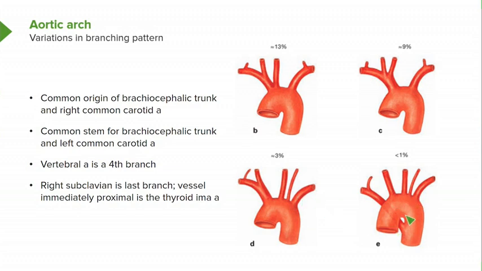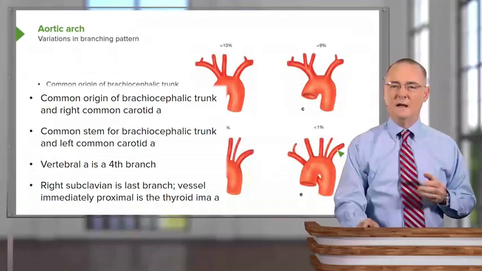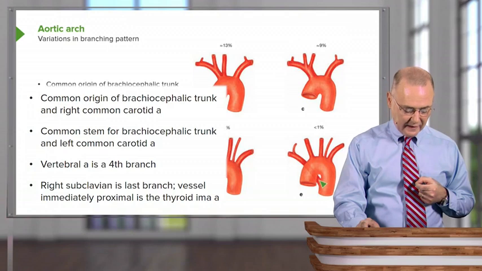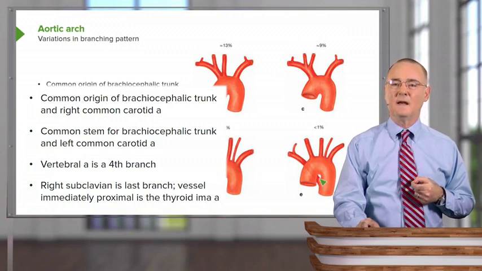The most unique variant is the last image that we see. Here we have our right common carotid being the first branch of the aortic arch. We have then our left common carotid artery. This is the thyroid ima artery. Here is your left subclavian artery. And if you're keeping track, we have not identified the right subclavian artery because that is the last branch now that's coming off the aorta.